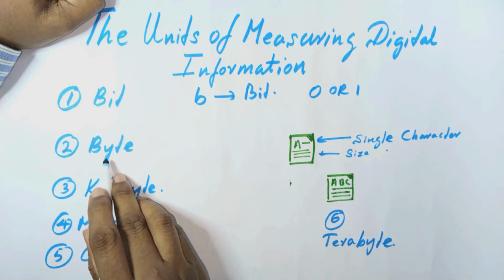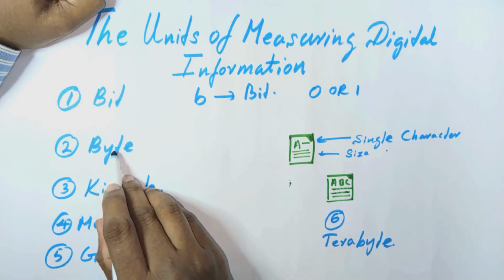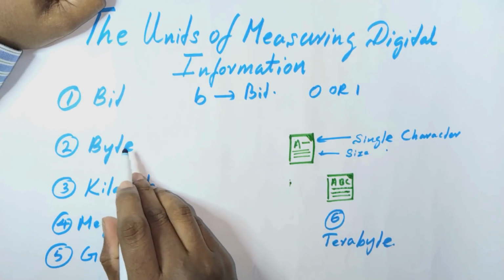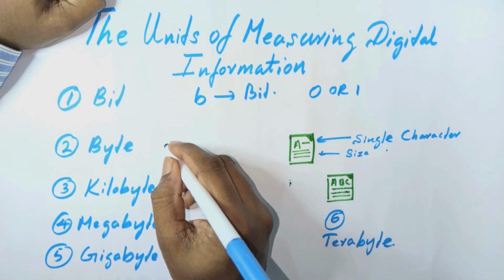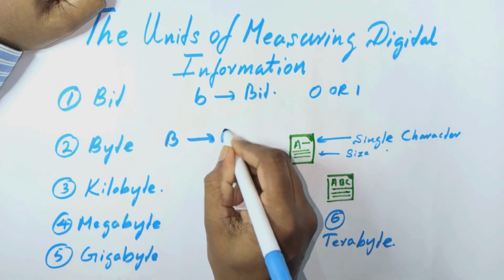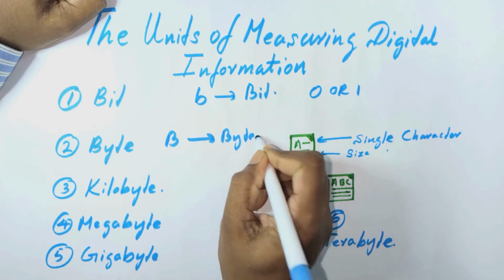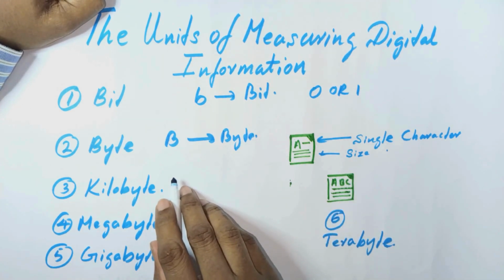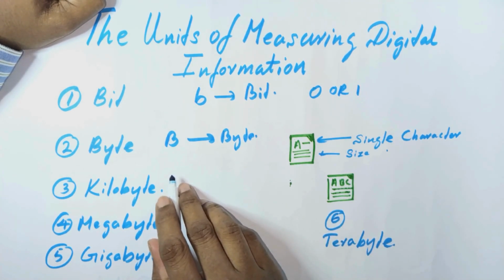Okay, now let's move into the byte. The byte is the fundamental unit of storage measurement, and uppercase B represents a byte in computing. Now try to remember these points.